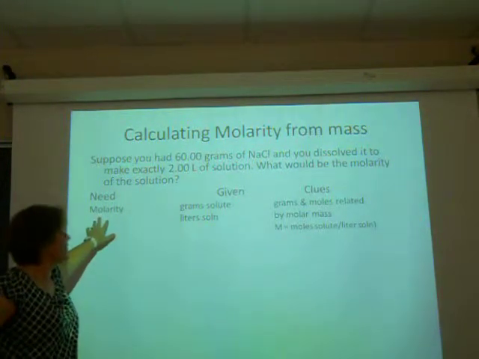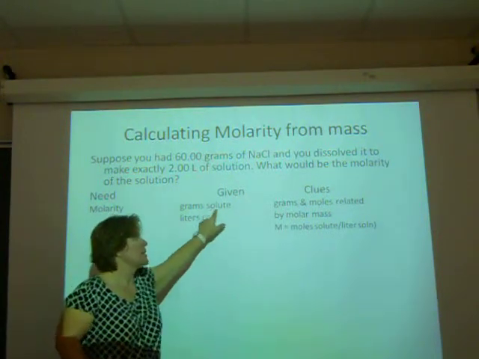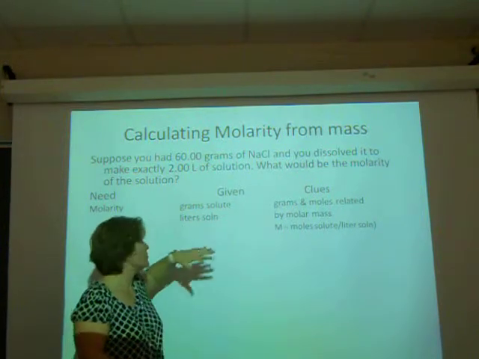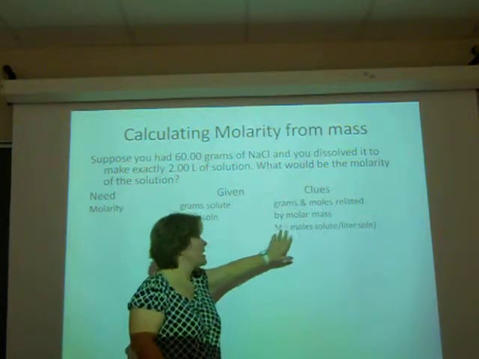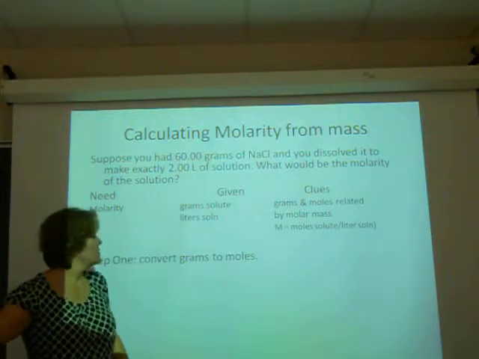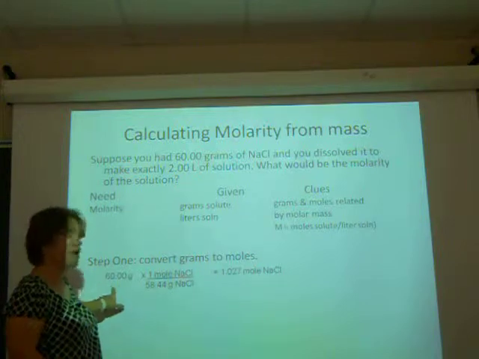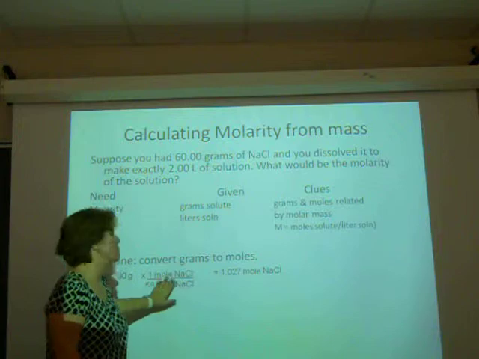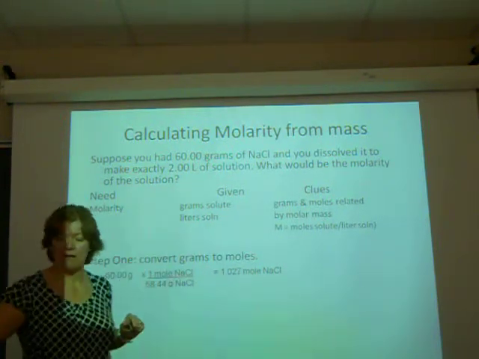So again, I'm looking for molarity, I'm given grams of solute, I'm given liters of solution. Be very careful, it's really important to first identify what is the solute, what is the solution. I know that grams and moles are related by molar mass, and I know that the molarity formula is moles of solute per liter of solution. So I'm going to first convert grams to moles. 60 grams times 1 mole per 58.44 grams of NaCl, I got this molar mass from looking at the table. That turns out to be 1.027 moles of NaCl.